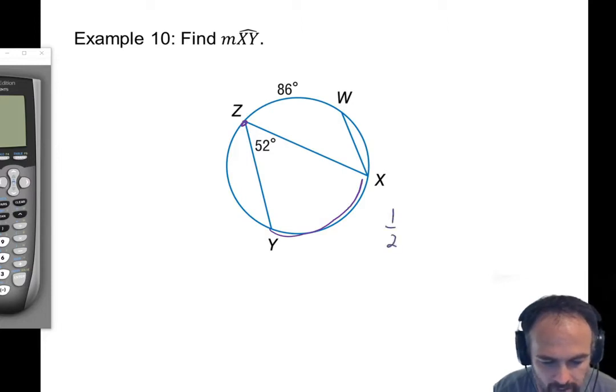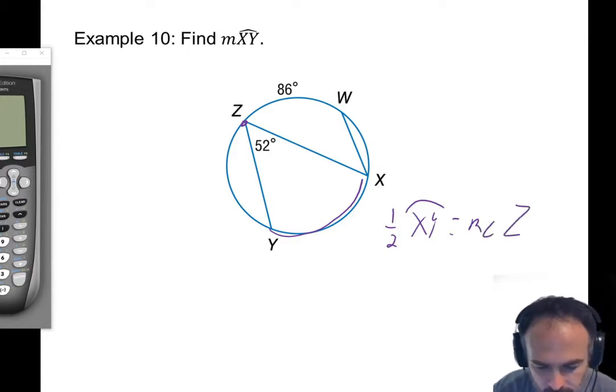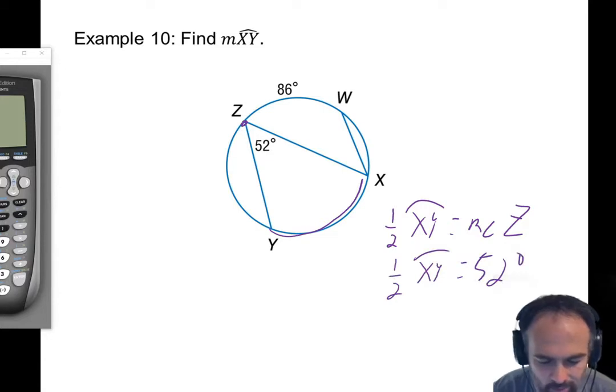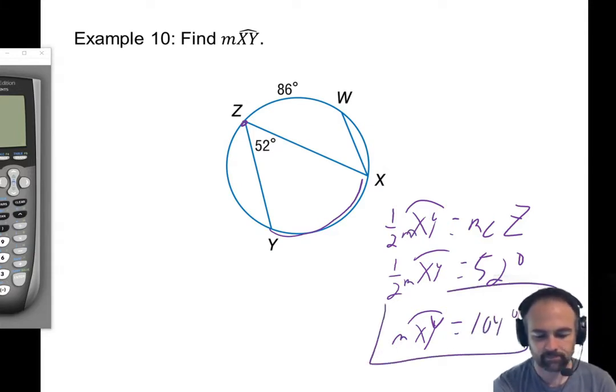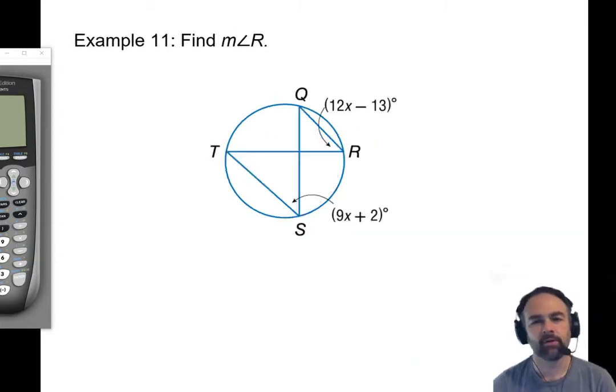So 1/2 of arc XY is equal to the measure of angle Z. So whenever I plug that in, 1/2 times XY is equal to 52 degrees. We're going to multiply by 2, and the measure of arc XY, double that, gives me 104 degrees. Simple enough. All right, let's jump over and do one of those hourglass figures.